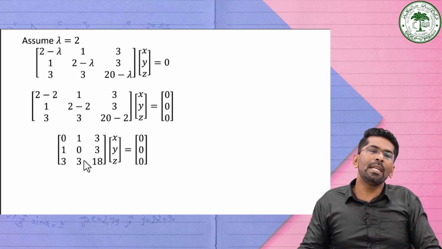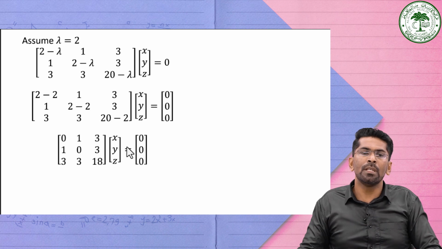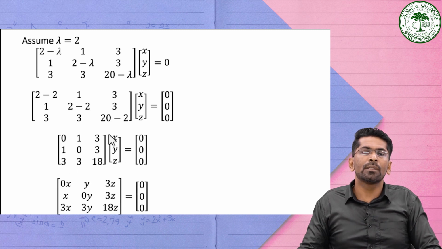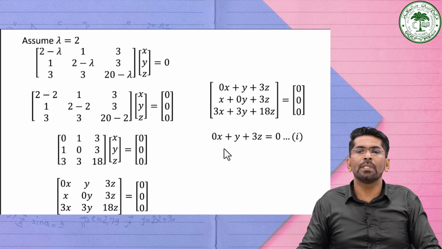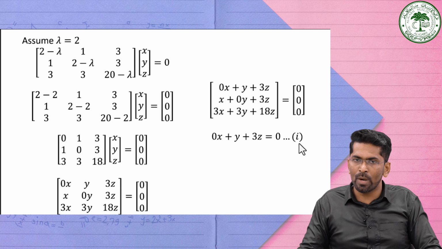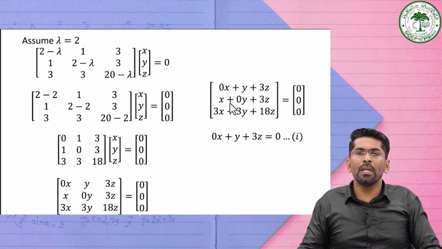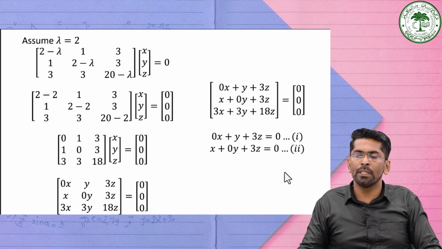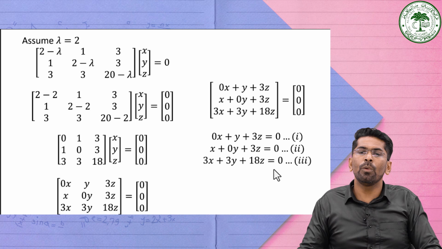Now I am going to multiply this coefficient with the variables, so it will become 0x, 1y, 3z; 1x, 0y, 3z; 3x, 3y and 18z, equating with 0. I am going to separate these particular terms, equating to 0. Then it will become 0x plus y plus 3z is equal to 0. This is equation number 1. Now here x plus 0y plus 3z is equal to 0. This is equation number 2. Then 3x plus 3y plus 18z is equal to 0, equation number 3.